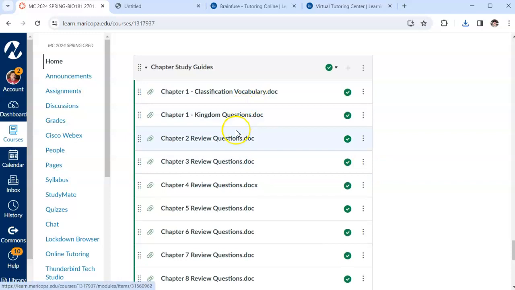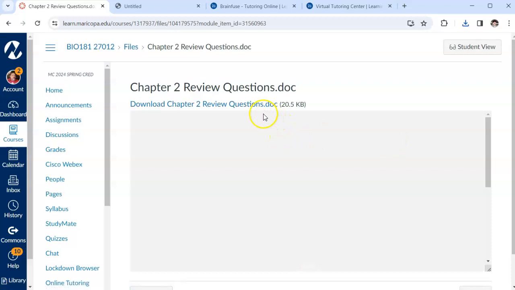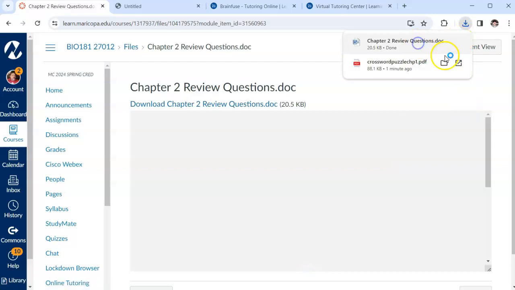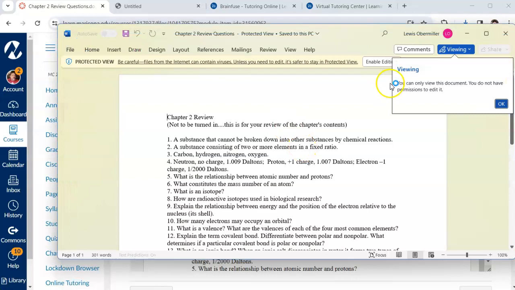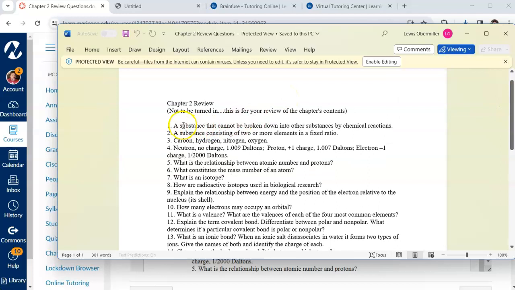For example, let's just skip to chapter 2 study guide. And again, you should be able to download Office 365 for this. Okay. So, substance that cannot be broken down into other substances by a chemical reaction. That's an element. Substance consisting of two or more elements in a fixed ratio. That's a compound. Carbon, hydrogen, nitrogen, oxygen. Those are the most common elements found in living systems, and so on.